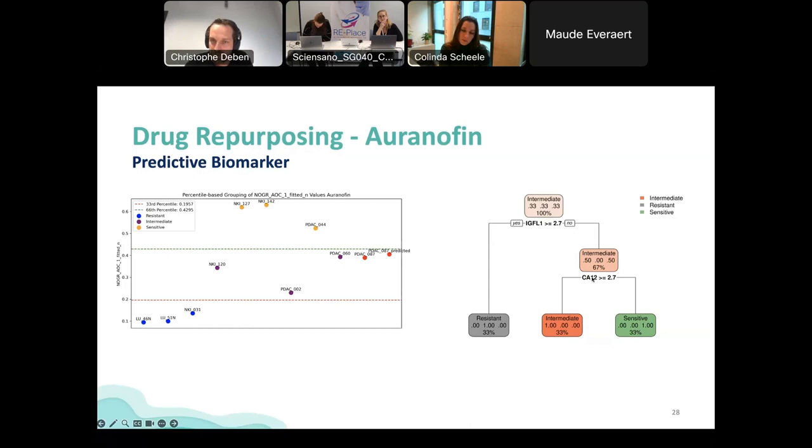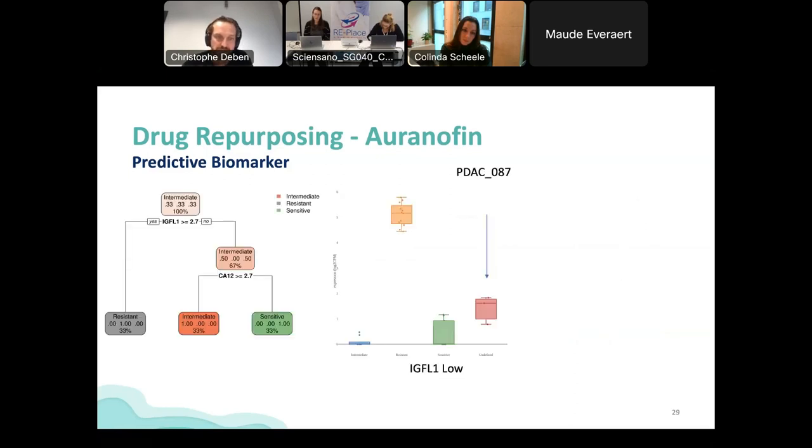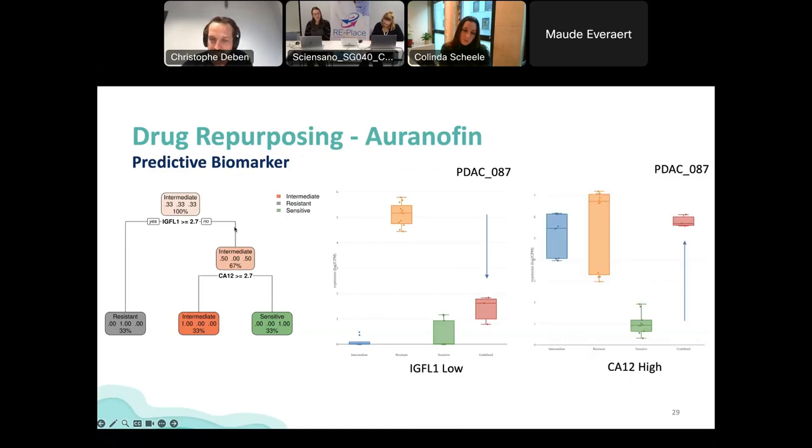An interesting one was CA12. In the sensitive organoids, the expression was almost absent, and in the resistant and intermediate responders, this expression was higher. As an example, this model was trained on 8 organoids, and we left out one organoid, PDAC087. We know from our screening results that it is an intermediate responder, so we used this to see if our decision tree makes sense. PDAC87 has low IGFL, so low means that it's at least a responder, and it actually has high CA12 levels, so it is classified as an intermediate responder. This is just an example to show that using baseline transcriptomics, we can quite accurately identify biomarkers to classify responders, non-responders, and other subgroups like we used here.